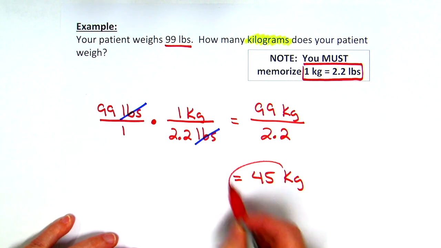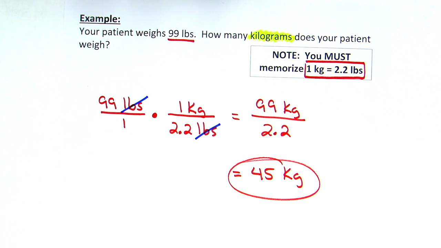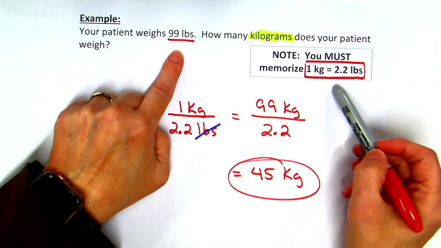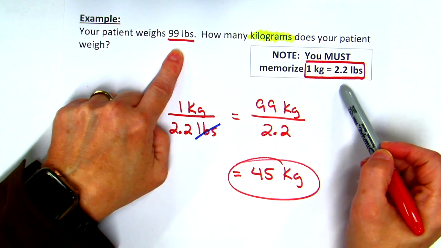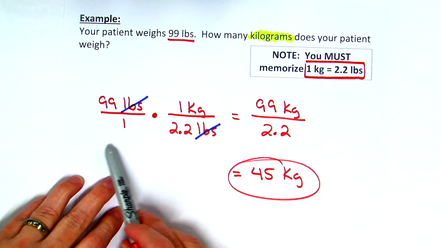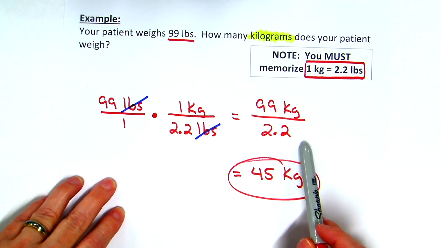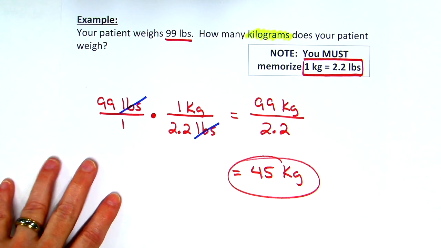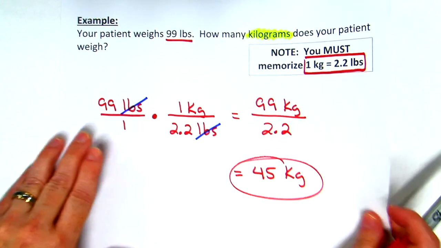there of kilograms. Now, would you have had to do unit analysis on that? No, not necessarily. For those of you that can just look at this and realize, oh, 99 divided by 2.2 is going to get you kilograms, that's fine. But this is a nice little introduction into what unit analysis is. Now let's step it up and go to another example here.